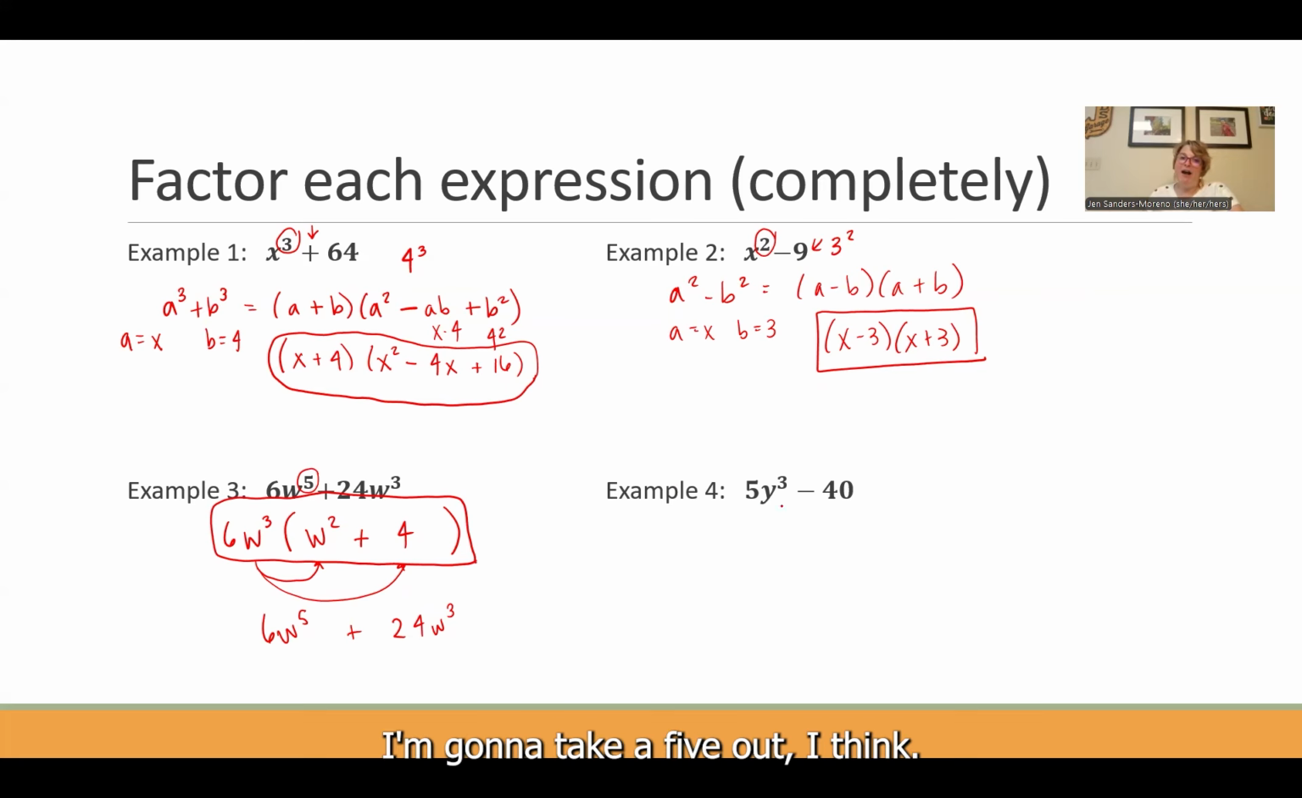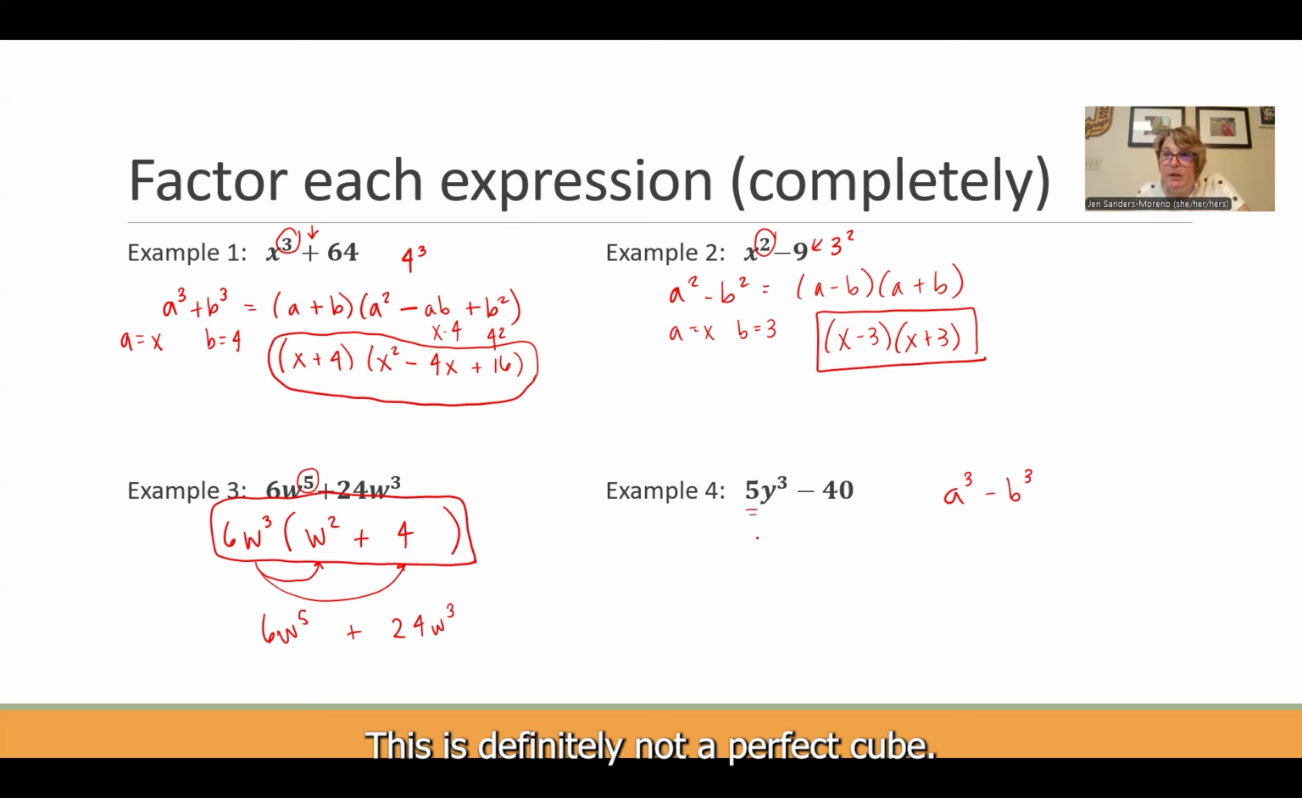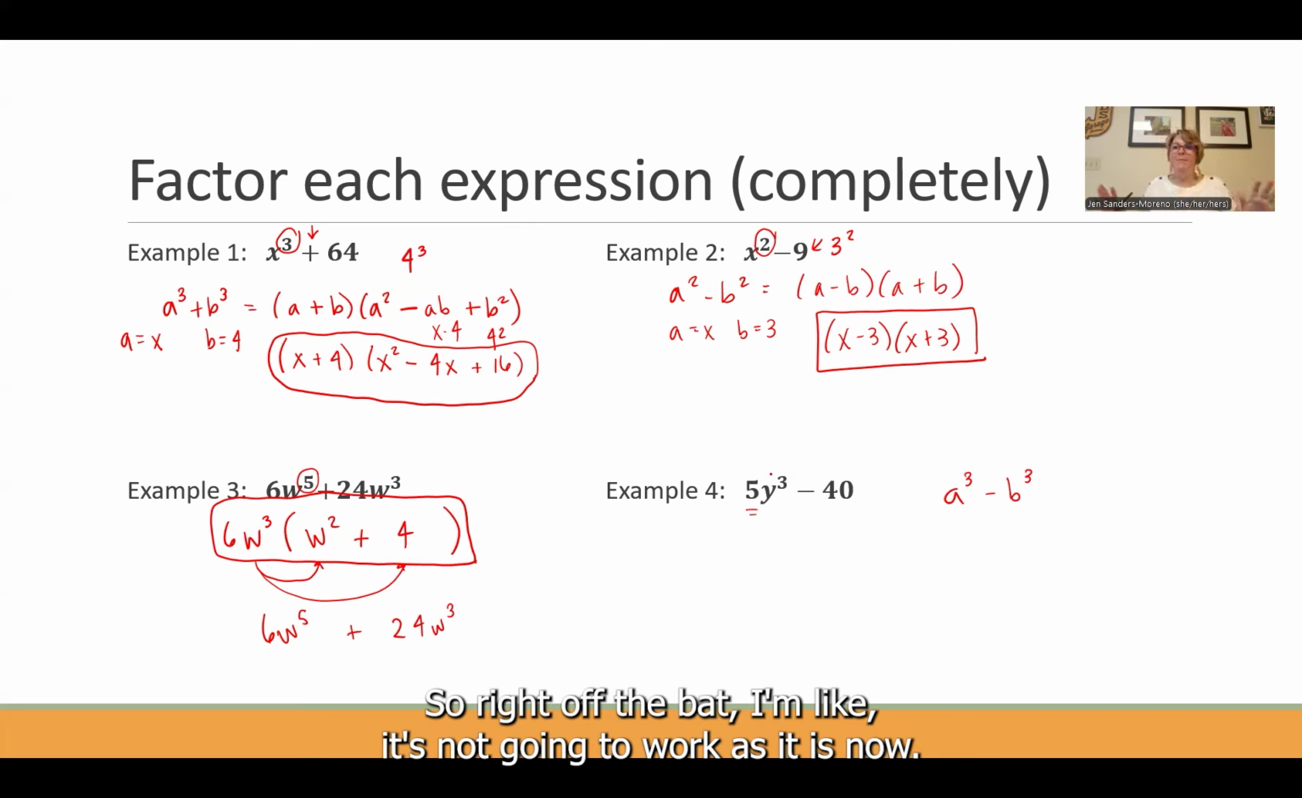I'm gonna take a 5 out, I think. Does that sound good? Hold on. What am I thinking? Let's stop for a second. This is a y cubed and a minus. So my first thought is this lovely formula. It is definitely not a perfect cube. So right off the bat, I'm like, it's not going to work as it is now.